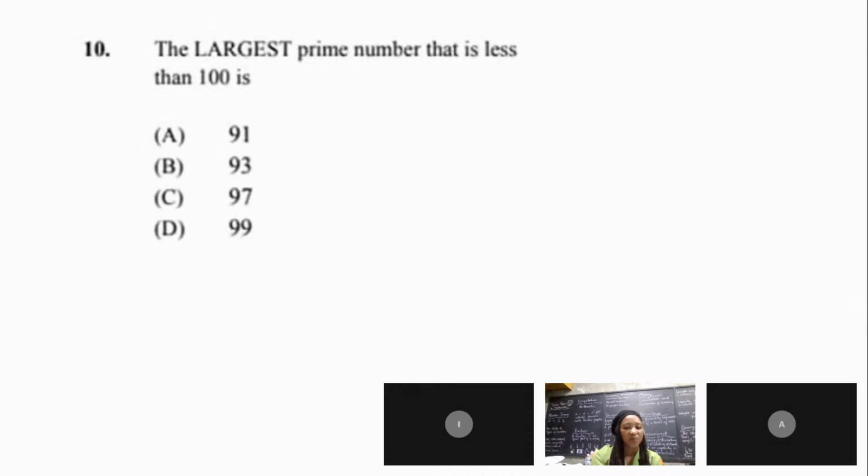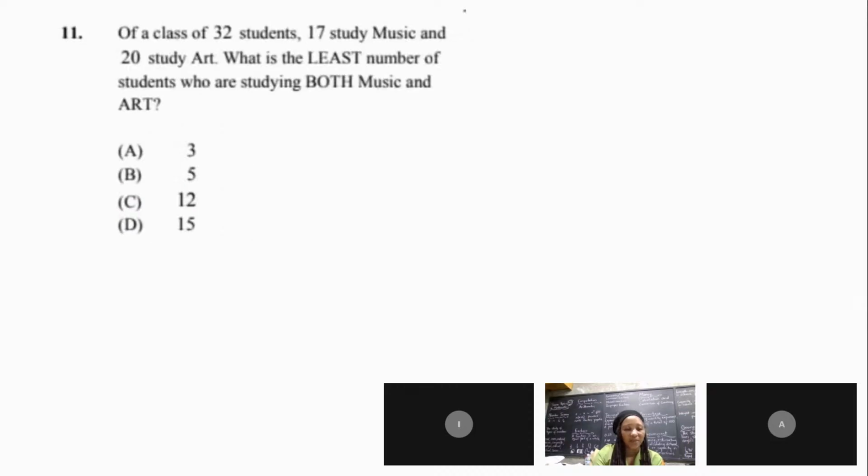Number 10, the largest prime number that is less than 100. So a prime number has only two factors. Only two numbers can go into it: itself and 1. All right, so the largest prime number less than 100 would be 97. So 93 is not prime, 91 is not prime, 99 is not prime. 3 can go into that, 7 can go into that, and so on.